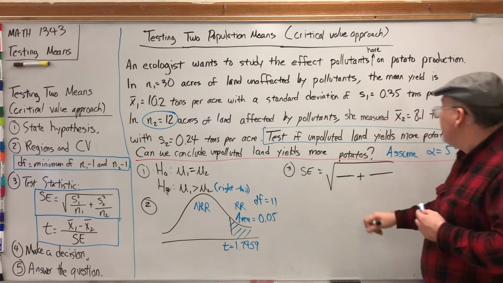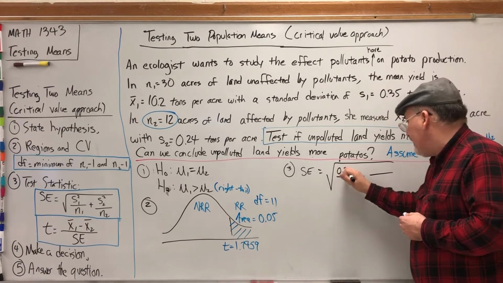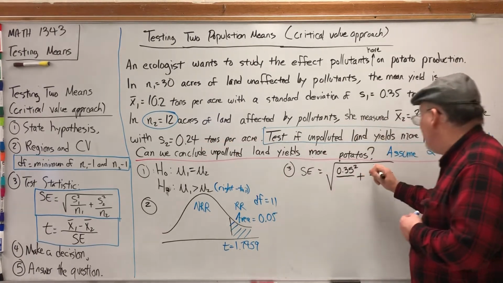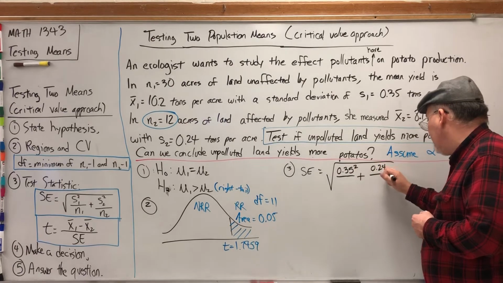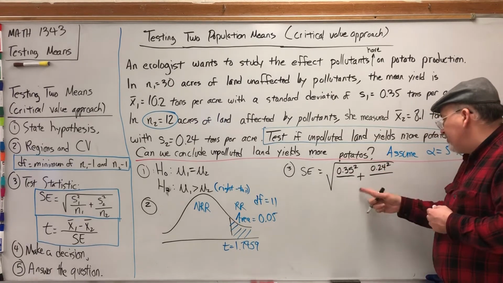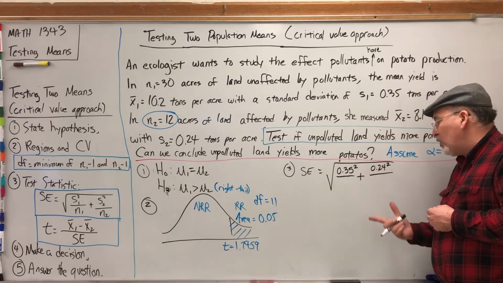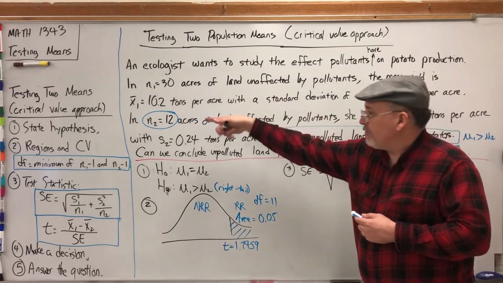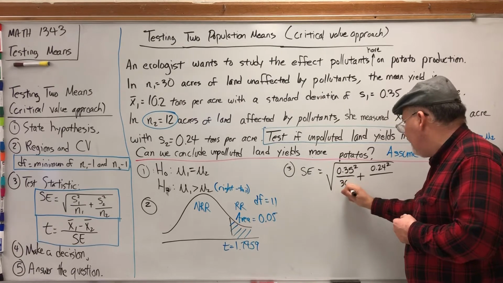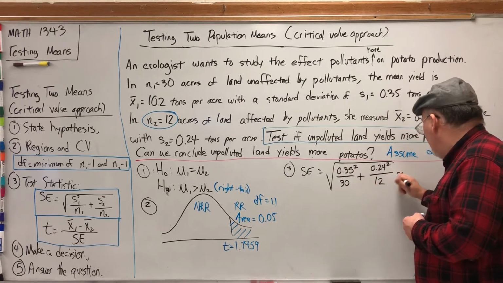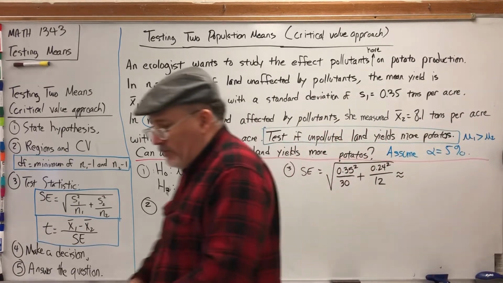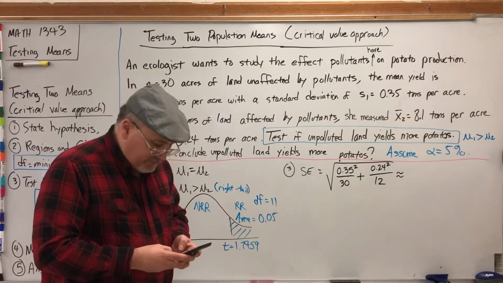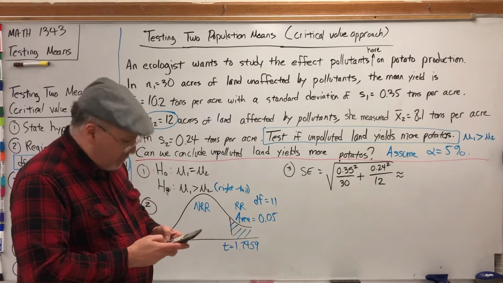The first one was 0.35, so that will get squared. And the second one was 0.24, that will get squared. The square root of the sum of the ratios of the squares of the standard deviations to the sample sizes. The sample sizes were 30 and 12 respectively. Calculator comes out and we round that to 4 decimals. I invite you to pause the video and try to calculate that yourself just to make sure your calculator skills aren't letting you down.